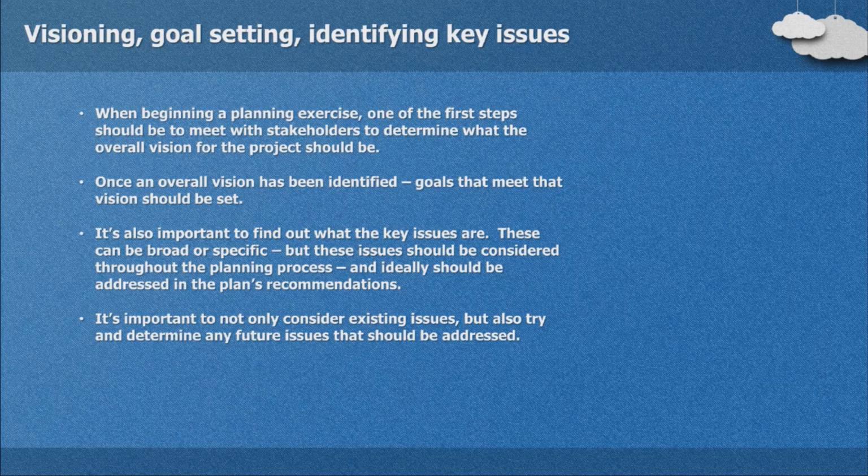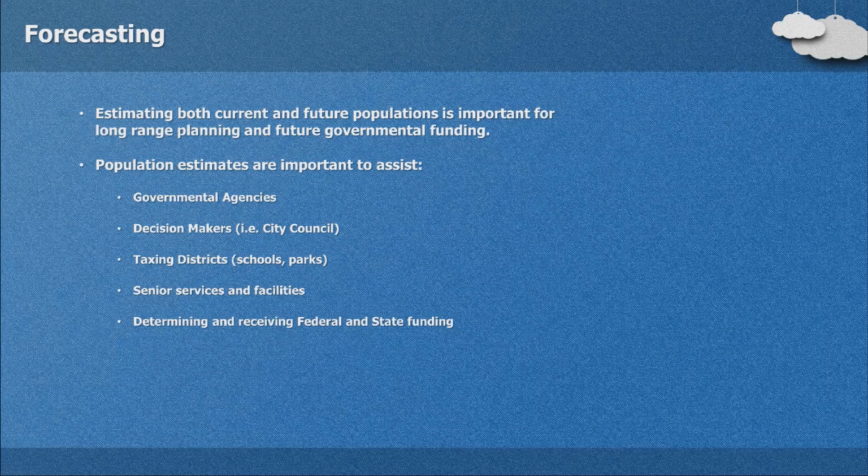It's important not only to consider existing issues, but try to determine and anticipate any future issues that could be addressed. We get into something called forecasting. So we're estimating current and future population. It's important for long-range planning. It assists government agencies and decision makers in taxing districts, planning for things like schools, senior services, new roads, new streets, new facilities, and again, determining and receiving that federal funding.